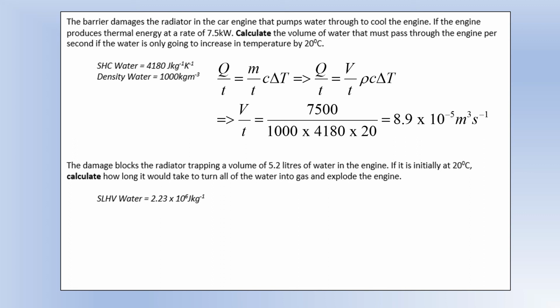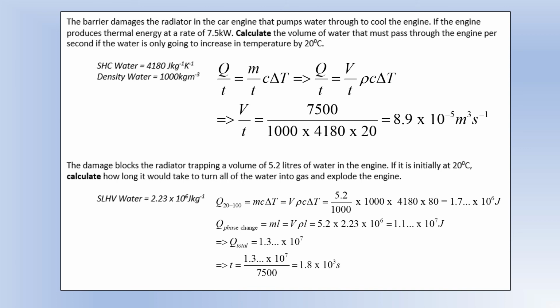Okay, so the damage blocks the radiator and it's trapped 5.2 liters of water in the engine. But initially at 20 degrees C, calculate how long it would take to turn all of the water into gas and explode the engine. And we've got the specific latent heat of vaporization of water. Okay, so there are going to be two parts to this. Calculate how much energy it takes to raise the temperature to 100 degrees, and then work out the energy it takes to change the state.